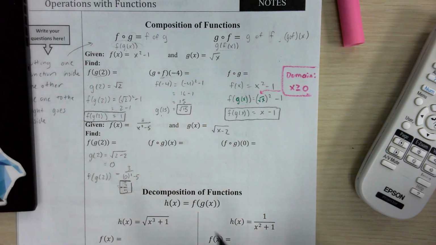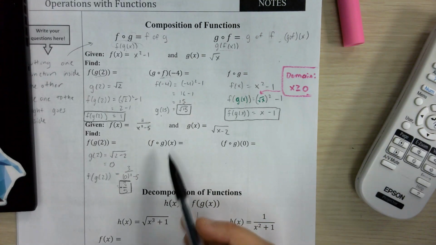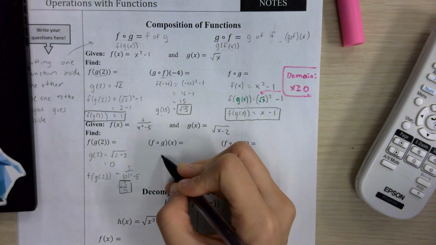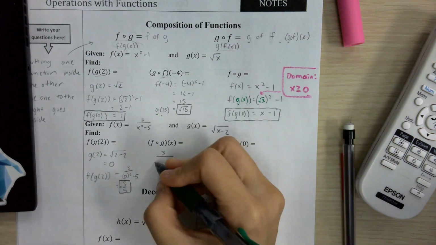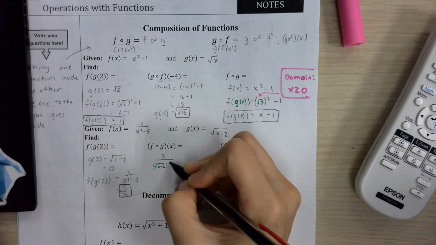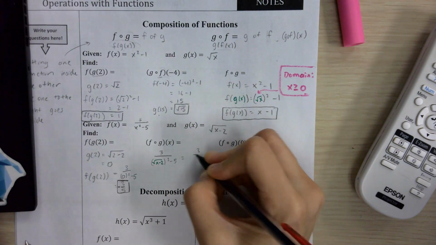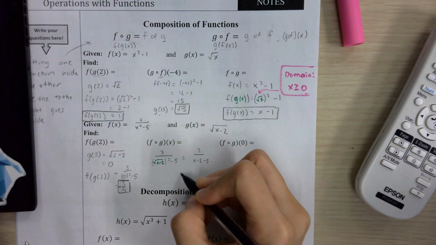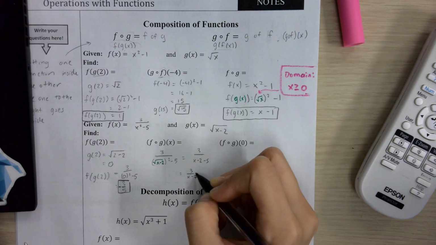Alright, okay. F of g of x, so there's no variable, so we know we're going to need a domain. So we plug g of x into f, so 3 over, use a different color, x minus 2 squared minus 5. That equals 3 over x minus 2 minus 5, which equals 3 over x minus 7.